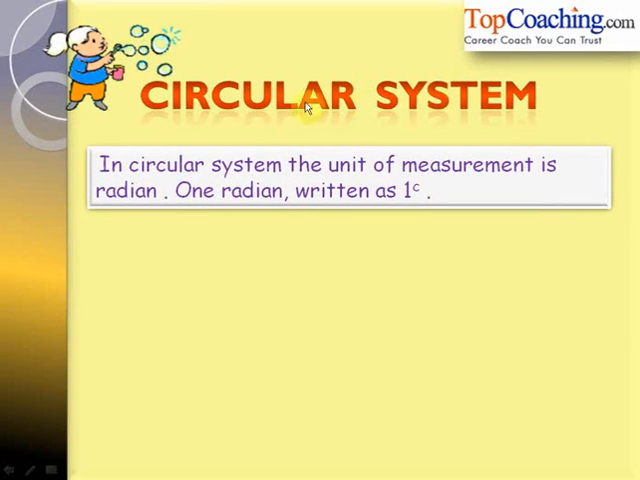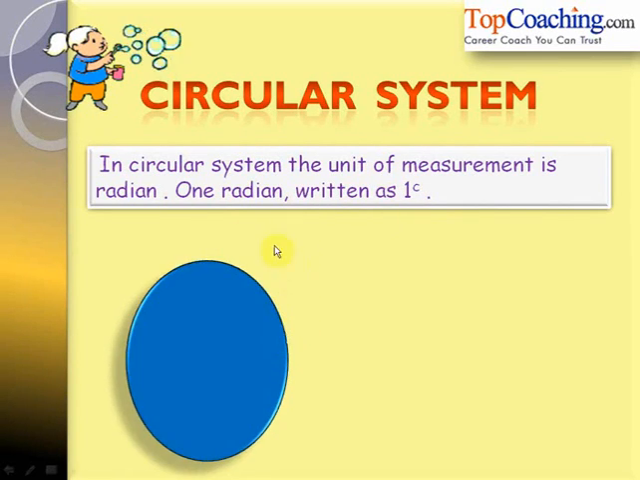Now in the circular system, the unit of measurement is radian, and 1 radian is written in this form. Now what is 1 radian?